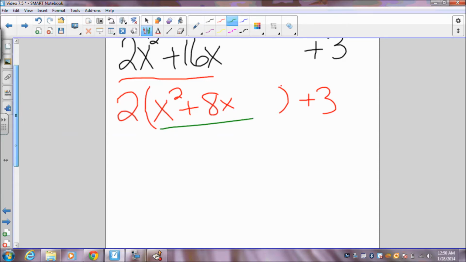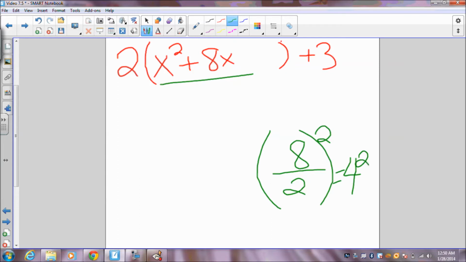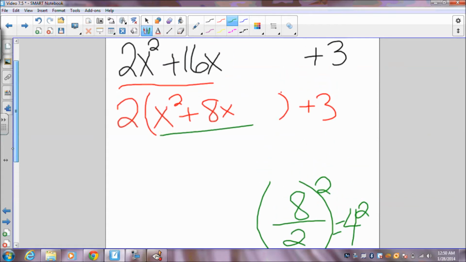Just like I normally would, I would take my b value, which is 8, divide it by 2, and then square it. So that turns into 4 squared, which is 16. Now, here's where you need to pay extra close attention. I'm going to write plus 16 here to complete the square for what's inside of this set of parentheses, but I technically did not add 16. I actually added 2 times 16. This 2 would be distributed to this 16, so I technically added 32. So since I added 32 over here, I need to make up for it by subtracting 32 over here.